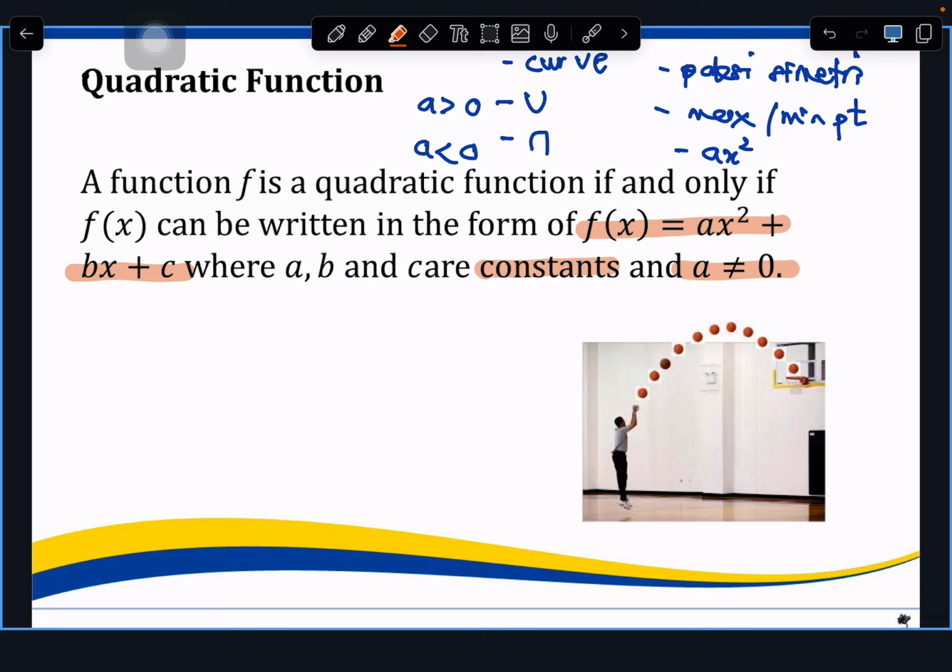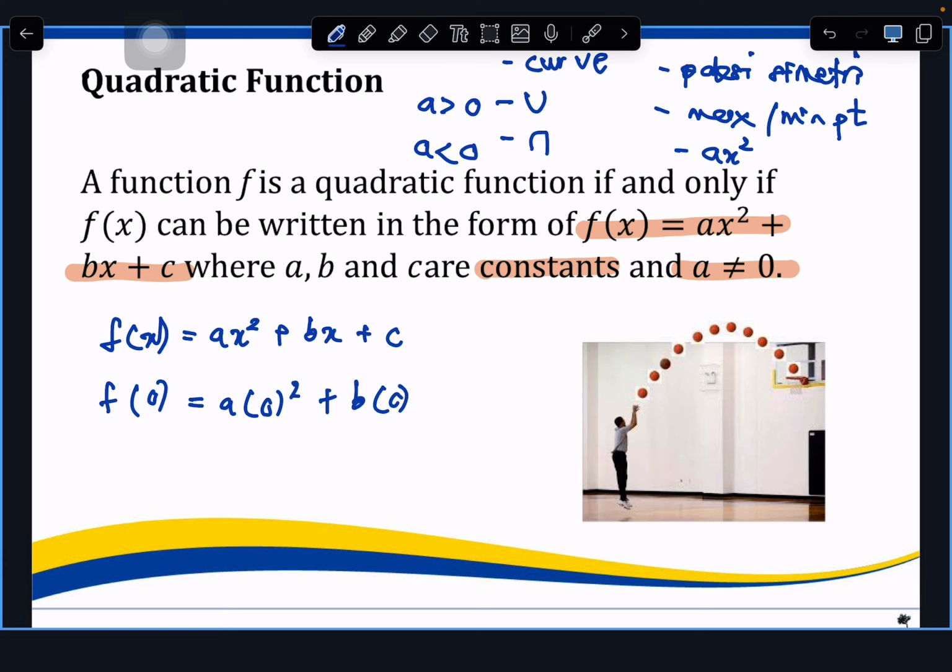Okay, correct. When A equals 0, basically we have this one, right? So we have f(x) = ax² + bx + c. It says here that A cannot equal 0. So what happens? Your friend says here your A will disappear. So if you substitute x = 0, we will have a(0)² + b(0) + c, and we have f(0) = c.